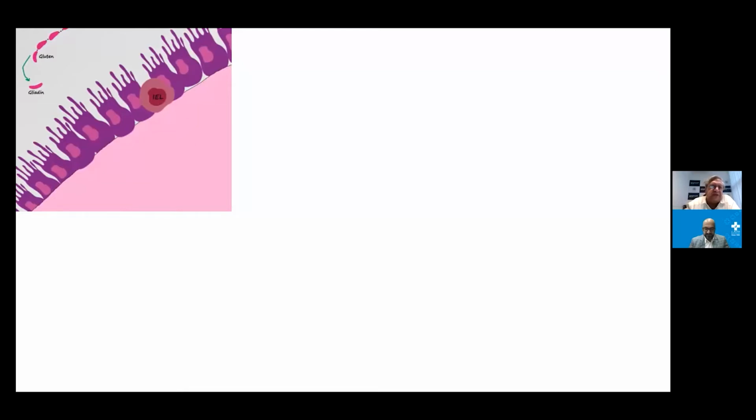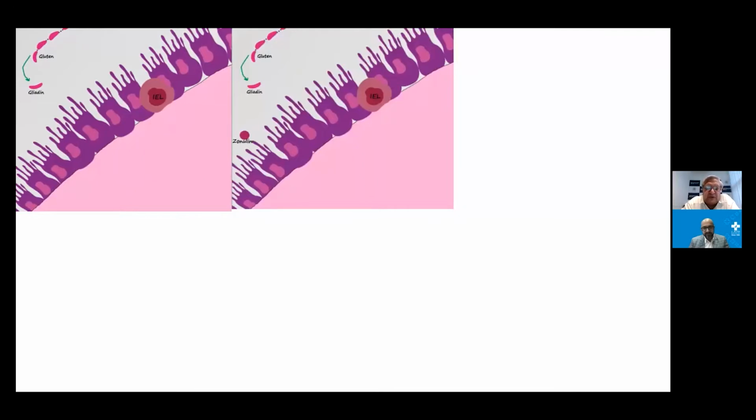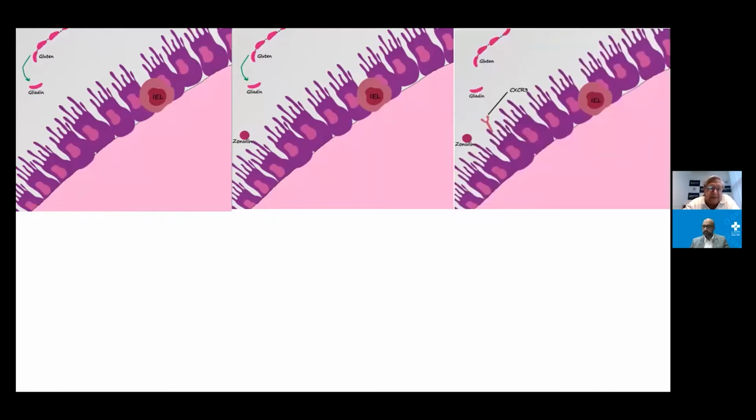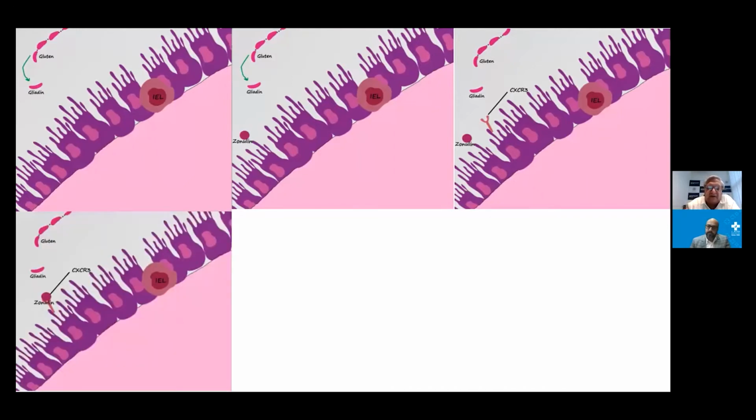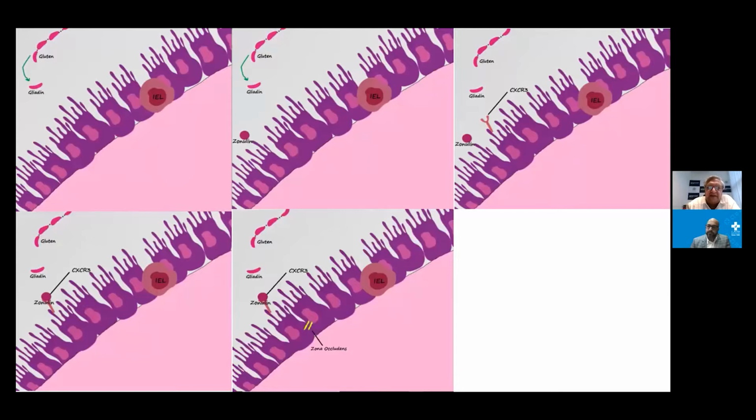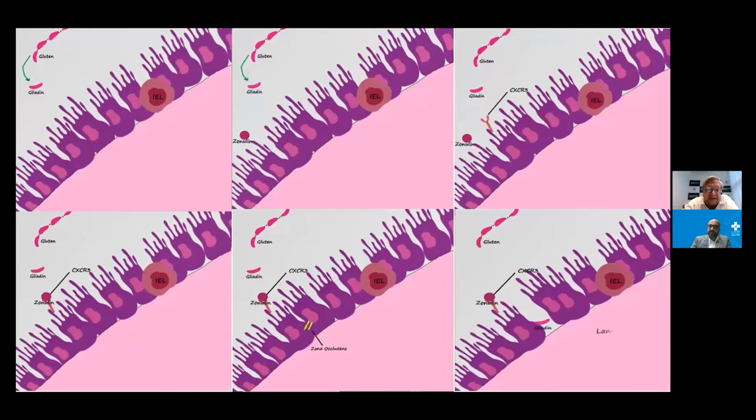Gliadin exposure induces the release of zonulin, a protein that modulates the permeability of tight junctions between enterocyte lining of the digestive tract. Zonulin appears to work by engaging chemokine receptor CXCR3, which is overexpressed in patients with celiac disease predisposition. Zonulin binds to CXCR3 and it triggers a second messenger system that results in de-engagement of protein zona occludens from the tight junction complex. This allows gliadin to enter into the lamina propria.